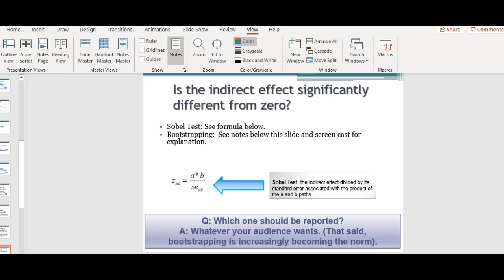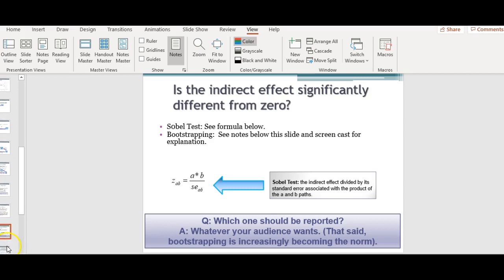So both of these methods are pretty legit, the Sobel test and bootstrapping, but it does depend on your audience. I would do the bootstrapping. It's very easily done in R and other programs as well, and you'll learn all about that next quarter.